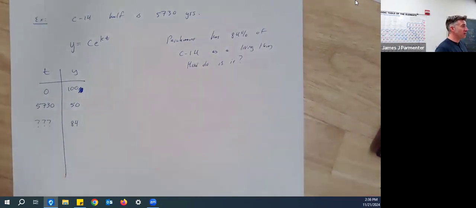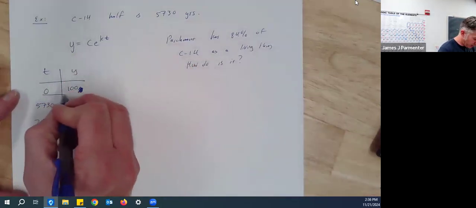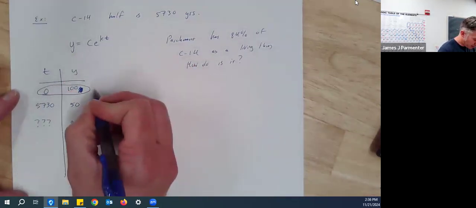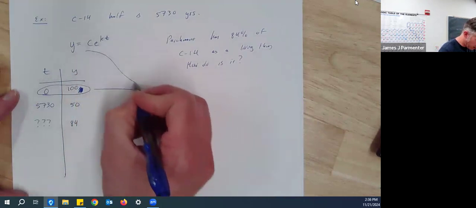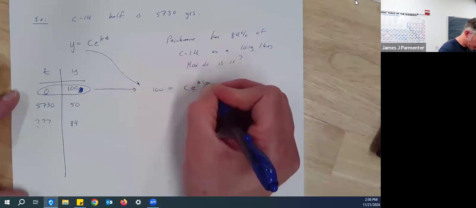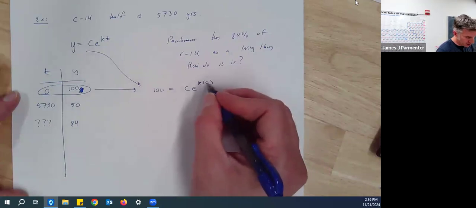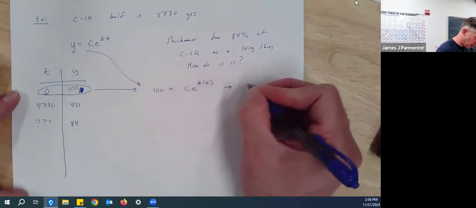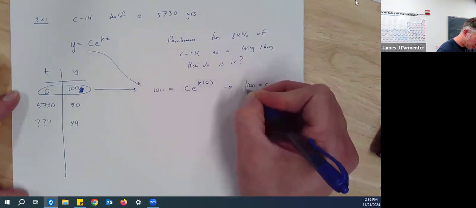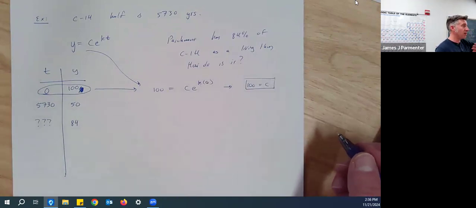Okay, the process is typical from here on out. We write our model here. We plug in each data point. I always feel like you can skip this step, but if you want to plug this in, you can say, great, 100 equals C e to the k times 0, just plugging in 100 for y and 0 for t. And k times 0 is 0, e to the 0 is 1. So you end up just getting that 100 is equal to C, which is always the value of C you're going to get. The value of C you're always going to get is whatever the amount is at time 0.